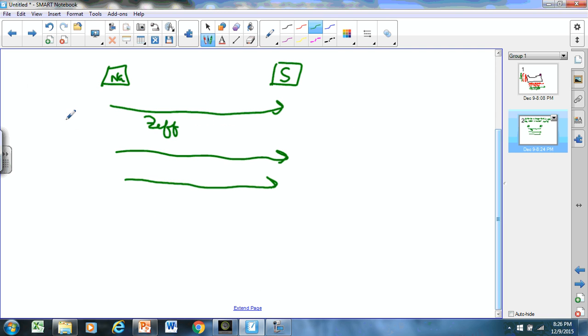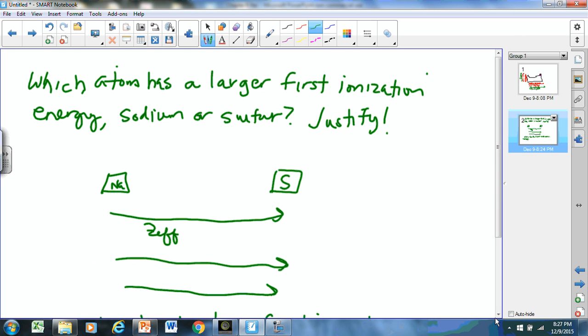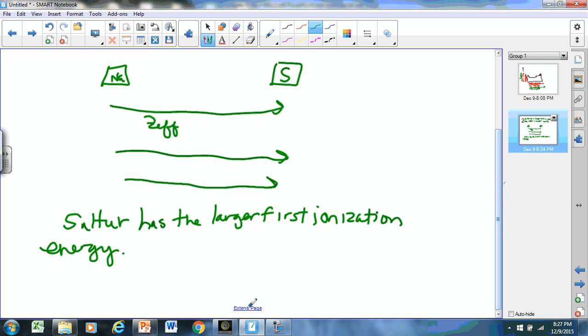So first of all, in the first sentence, I'm going to come down here. In the first sentence, you need to answer the question. You would say sulfur has the larger first ionization energy. Okay, first sentence, answer the question. Sulfur has the larger first ionization energy. Then I go back up here and see how I worded it. Yeah, larger. You can say higher, greater, anything that is a comparison word.